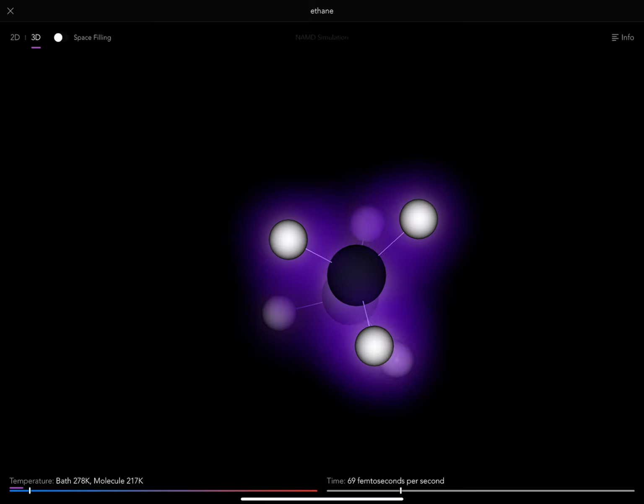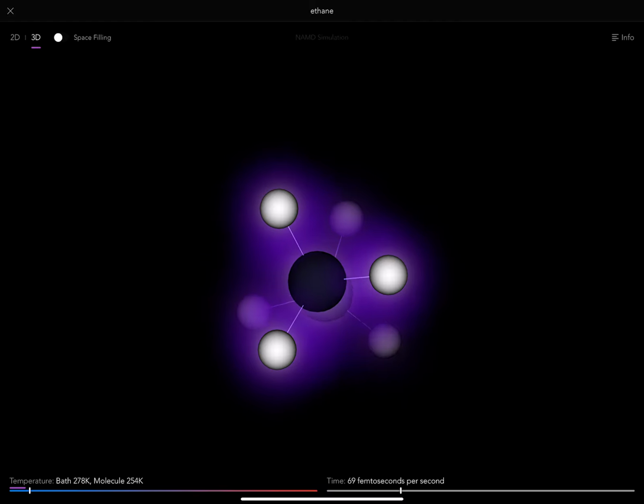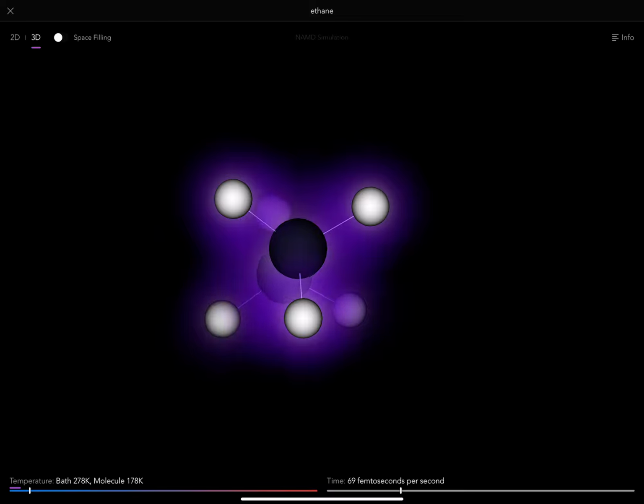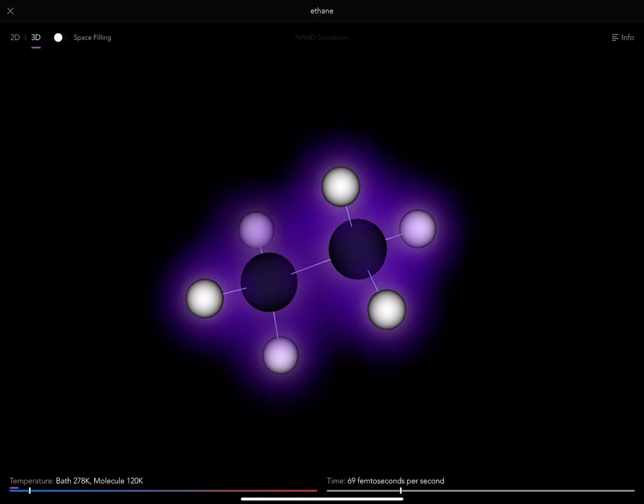So, take-home message number one: having groups on one carbon staggered with another is more favorable than having groups eclipsed with each other.